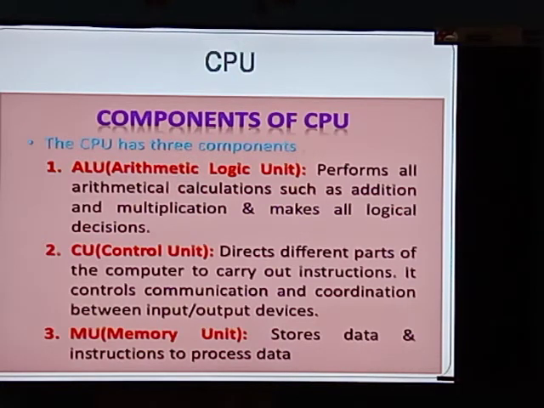Now the third unit of CPU is called memory unit. If you are storing your data into computer, that data will be stored in memory unit. Memory unit basically stores data and instructions and then processes the data. Now let us go to the next slide.